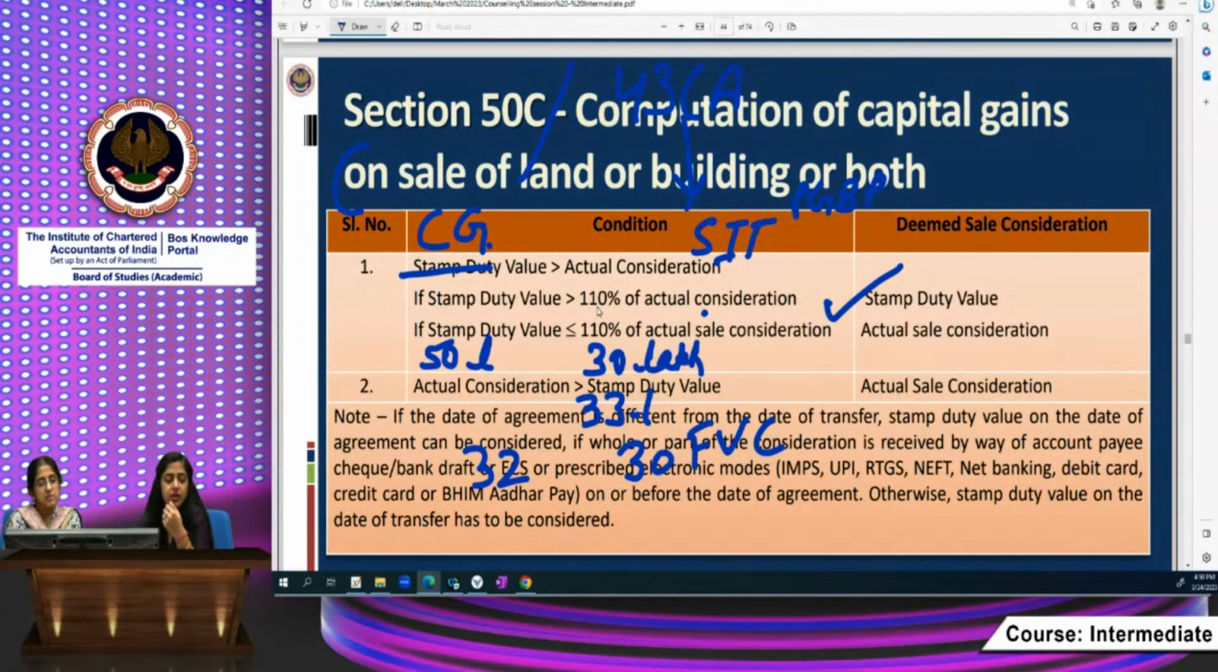But if actual consideration is higher than stamp duty value, then there is no worry, the actual consideration will be the full value of consideration. That is applicable in both cases, in 50C and also in 43CA.